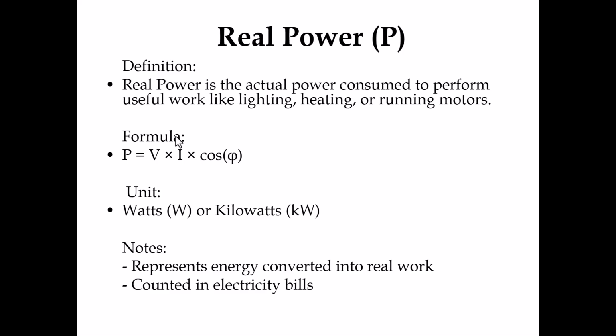Mathematically, real power can be expressed as P = VI cos phi, where V represents the RMS voltage, I represents the RMS current, phi is the phase angle between voltage and current, and cos phi represents the power factor. The unit of real power is the watt, with practical systems typically using kilowatts or megawatts. In a purely resistive load where voltage and current are in phase, phi is equal to 0 degrees.